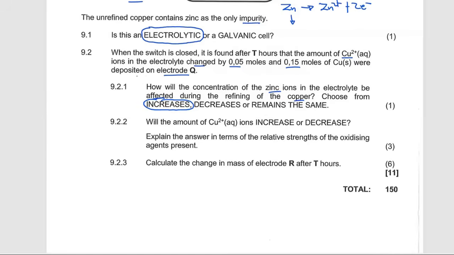The 9.2.2 says, will the amount of Cu2+ ions increase or decrease? Then explain the answer in terms of the relative strengths of the oxidizing agents. So the answer there is going to be: decrease.